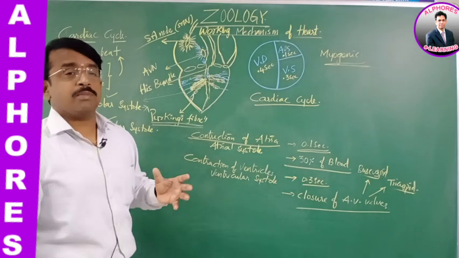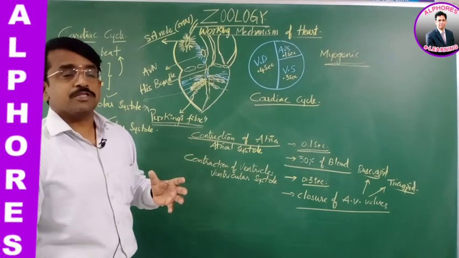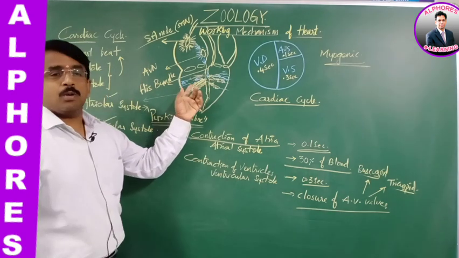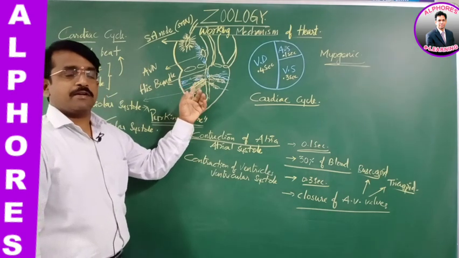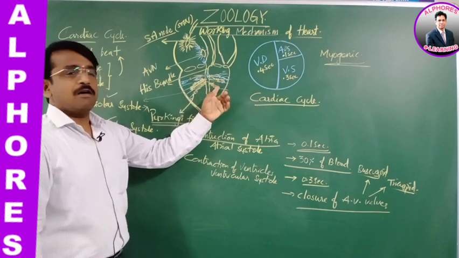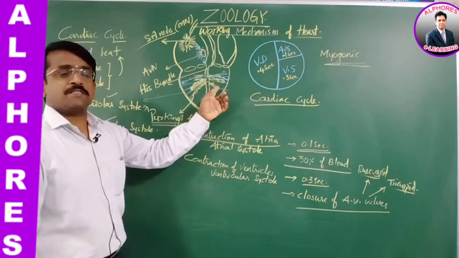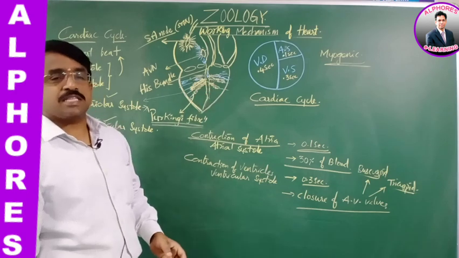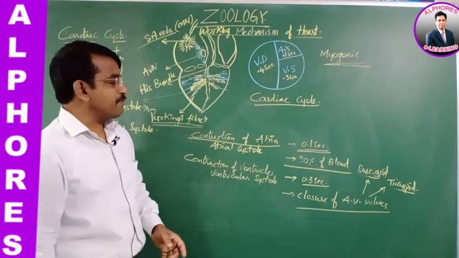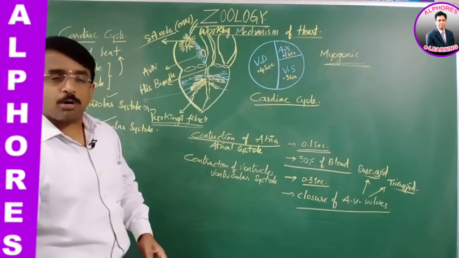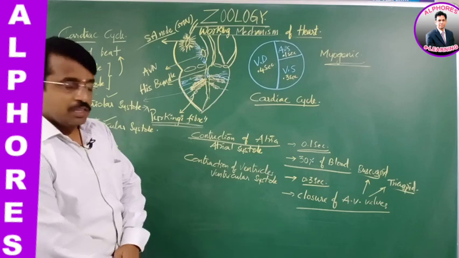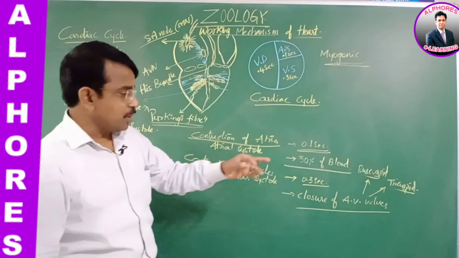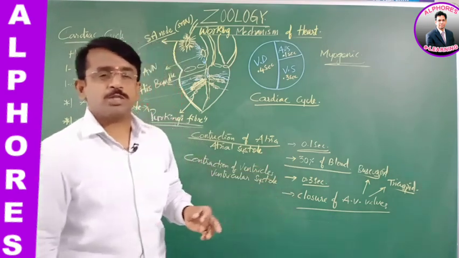This simultaneously allows the semilunar valves to open: the pulmonary valve between the pulmonary trunk and the right ventricle, and the aortic valve between the left systemic aorta and the left ventricle. Then the blood is pumped from the ventricles into the aortic arches. So this contraction of the ventricles is named the ventricular systole, which lasts about 0.3 seconds.